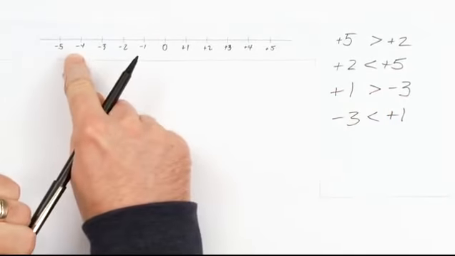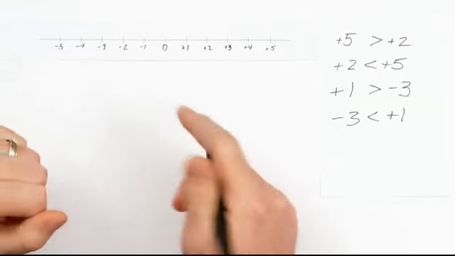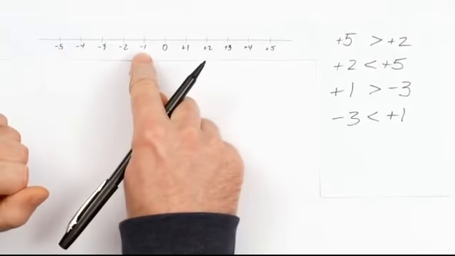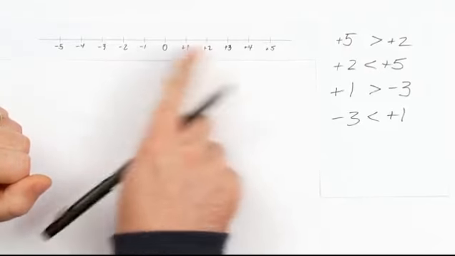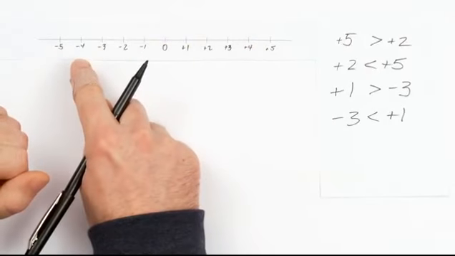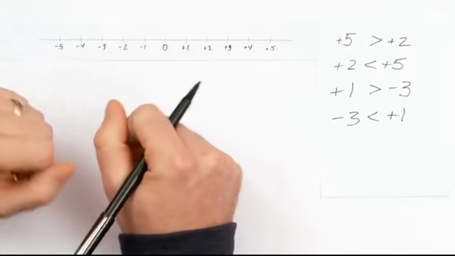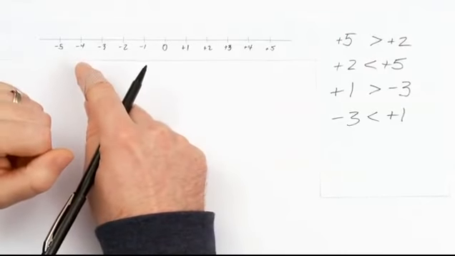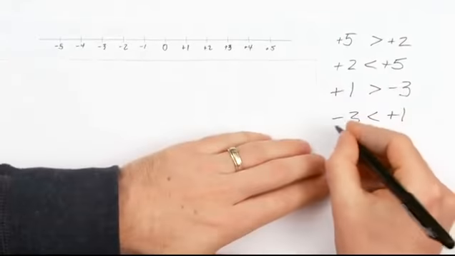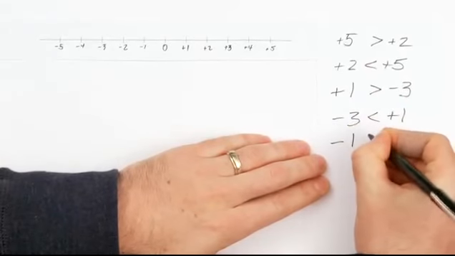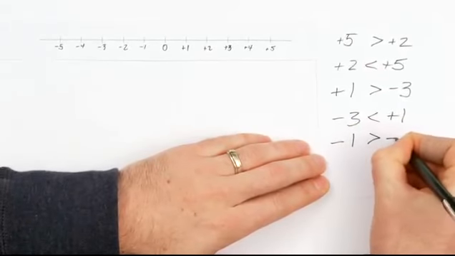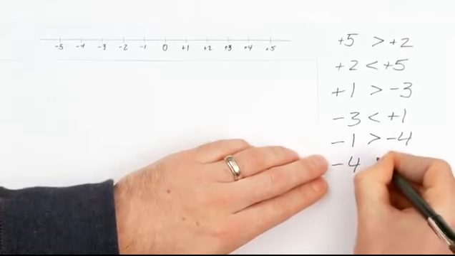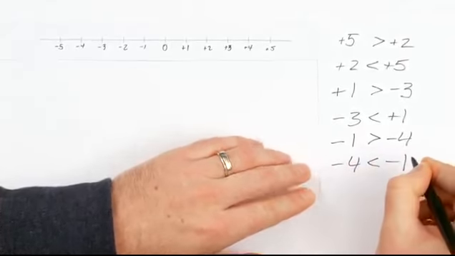Let's think about negative 4 and negative 1. Which one's larger? Well, if we look at negative 4 and we look at negative 1, we can see that negative 1 is on the right side of negative 4. So it's larger. Let's think about the temperature again. Is minus 1 degree Celsius warmer than minus 4 degrees Celsius? Yes, we know it is. So let's put that down. We know that negative 1 is greater than negative 4. We could also say that negative 4 is less than negative 1.